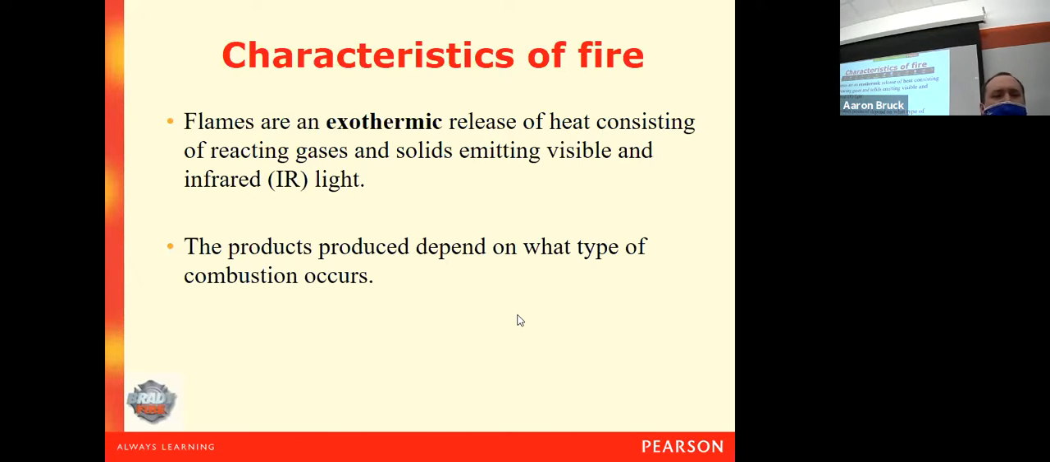So, some common characteristics. Flames are exothermic, meaning they generate heat. And part of that heat generation is that we get either visible light, yellow, blue, or we get infrared light, which we feel primarily just as heat. The products that we see depend upon whether we are looking at complete or incomplete combustion.